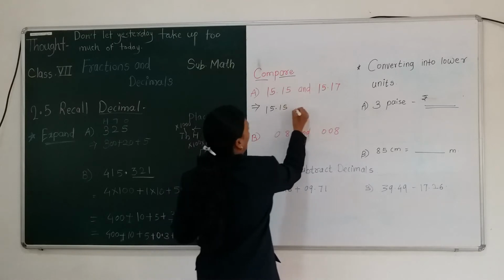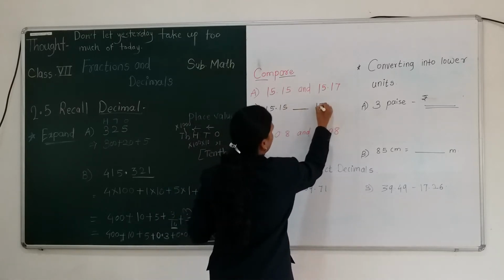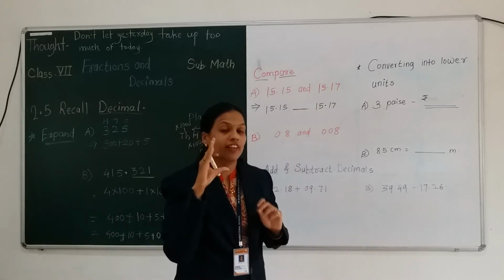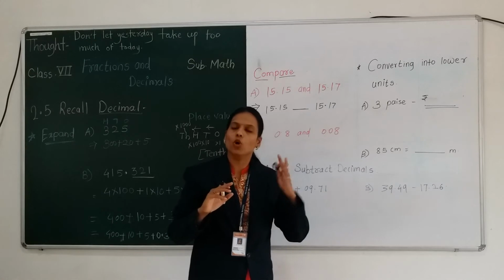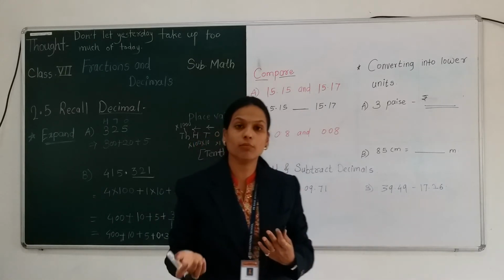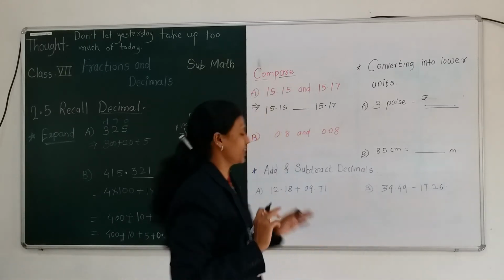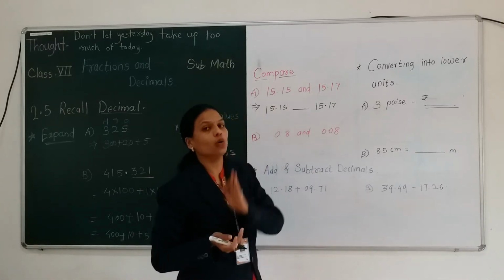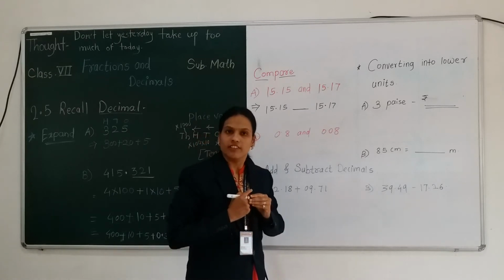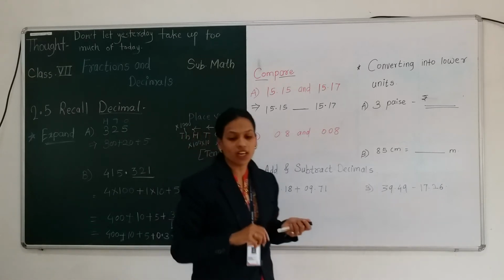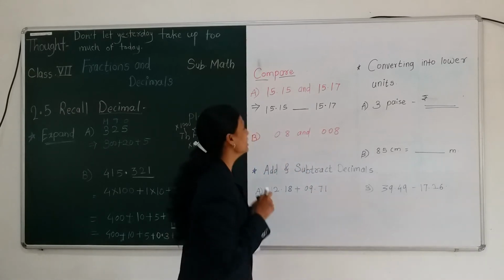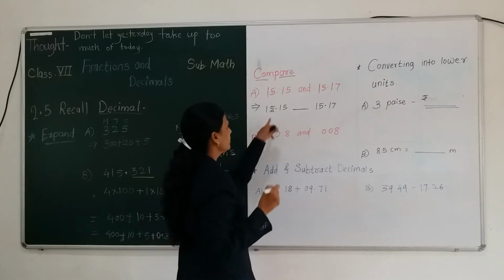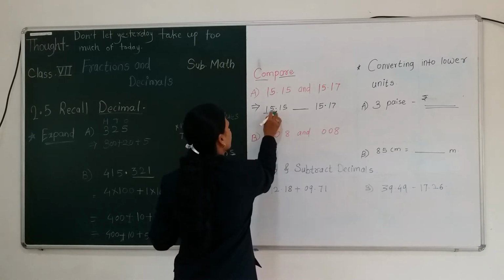My numbers are 15.15 and 15.17, and here I have to use the comparing sign. Whenever we have the word compare, we have to find out which number is greater and which number is smaller. Now we will recall how to compare decimal numbers. Whenever we are comparing, we look at the numbers which come before the decimal point, the first number.